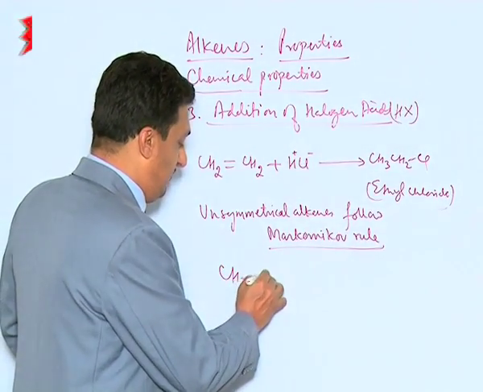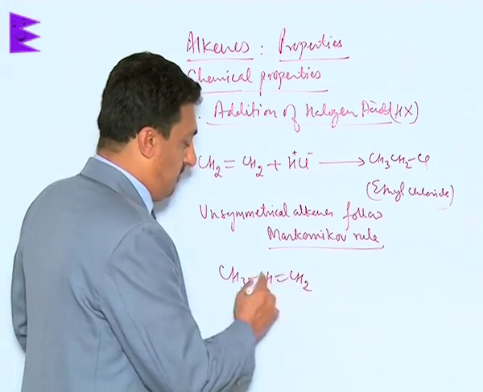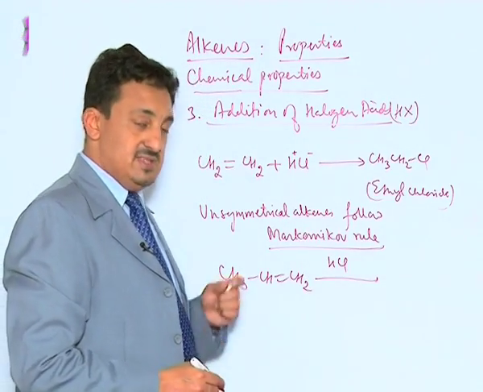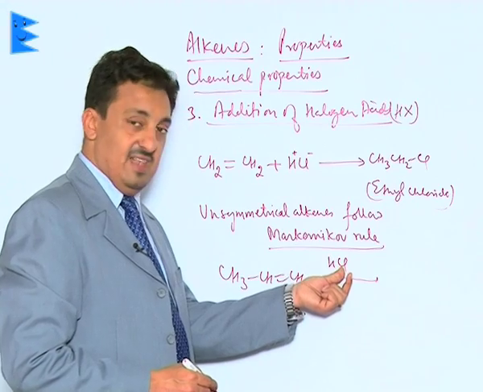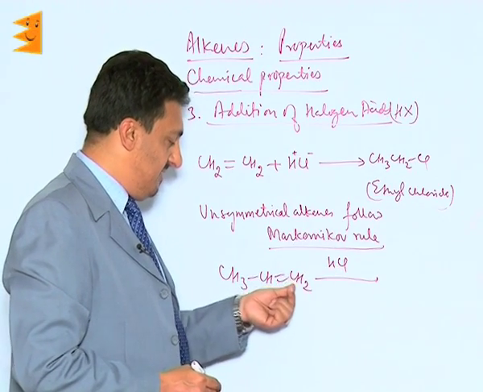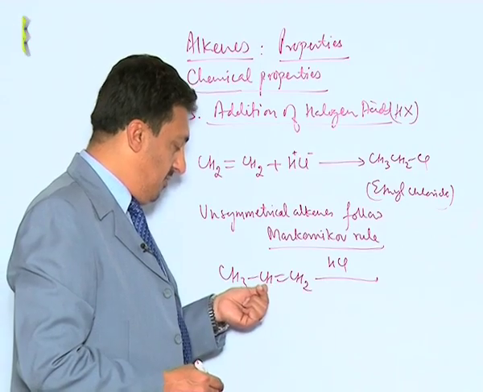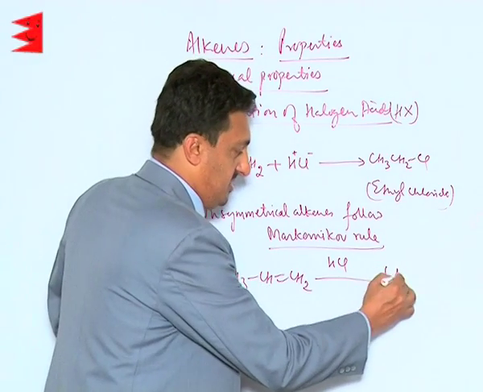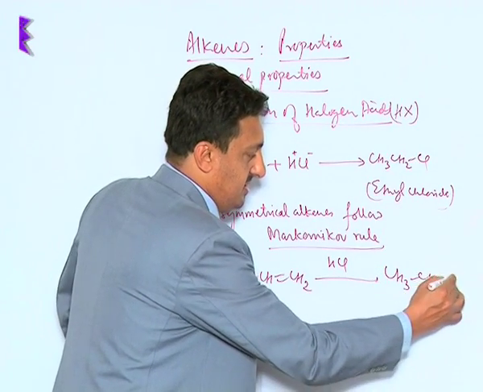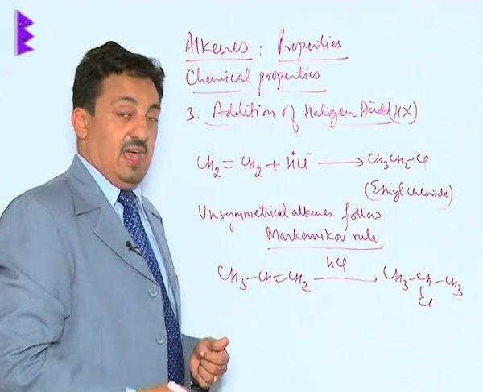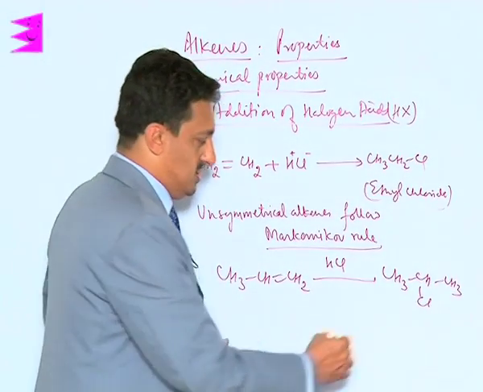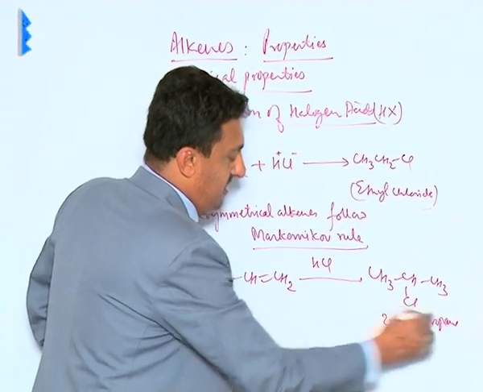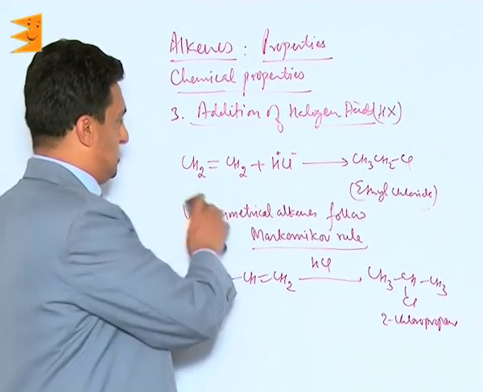Suppose we have this propene, an unsymmetrical alkene, and we are adding HCl to this. Definitely the negative part of this molecular species, the Cl, as per this rule, will go to that carbon atom which has a lesser number of hydrogens. So out of these two, it will go to this carbon, which is also more substituted. So what we get as a product is isopropyl chloride and not n-propyl chloride. Or we get 2-chloropropane.